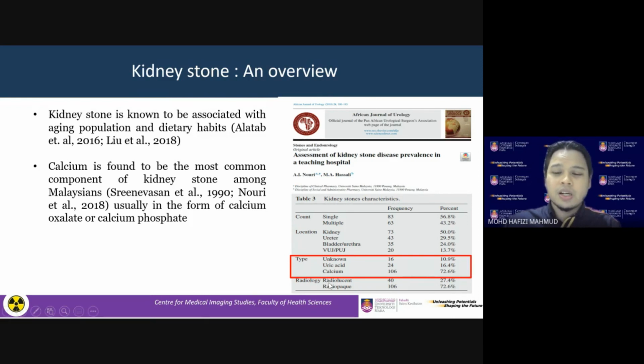Otherwise, it could appear very opaque. Very opaque means the stone appears brighter, white in the image, so we can see it clearly on the image.